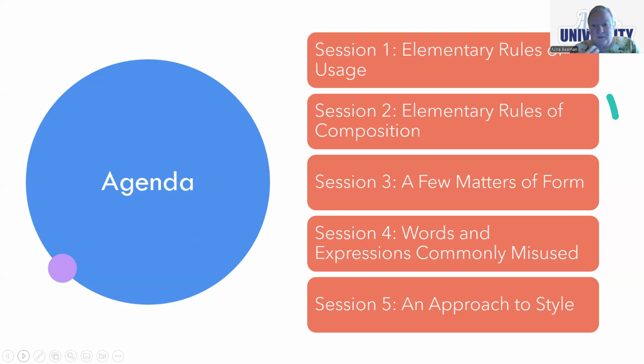When I think about composition, I think about music and how you pull harmonies and melodies together and it sounds lovely. So these are the elementary rules of composition. In the next sessions, we'll talk about matters of form, commonly misused little oopses that we make, and then summing it all up at the end on style.